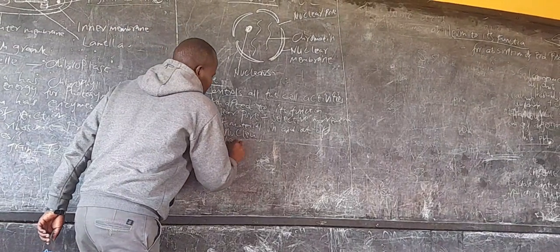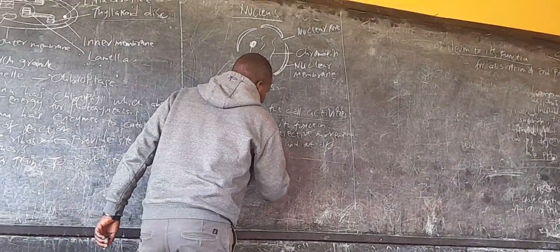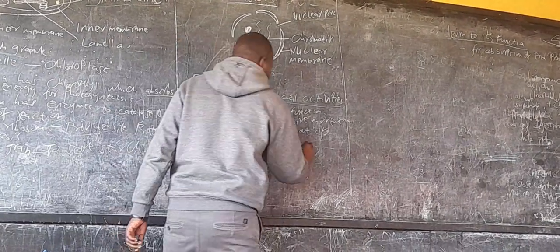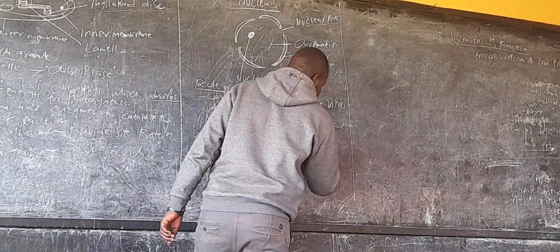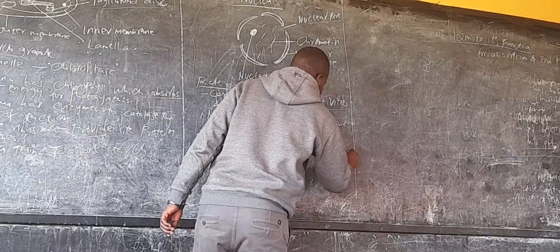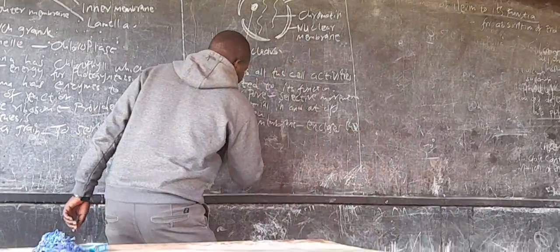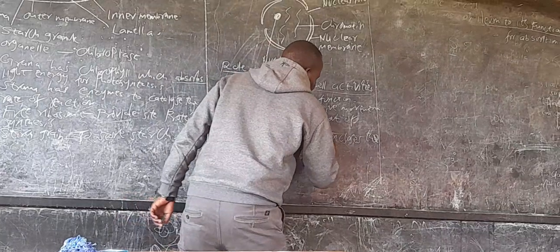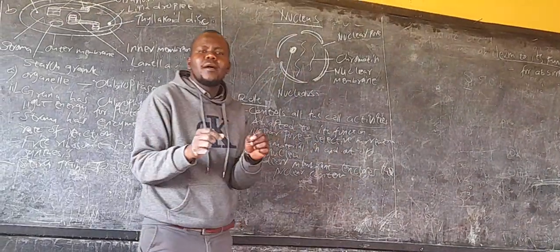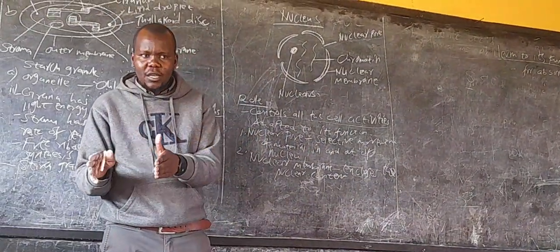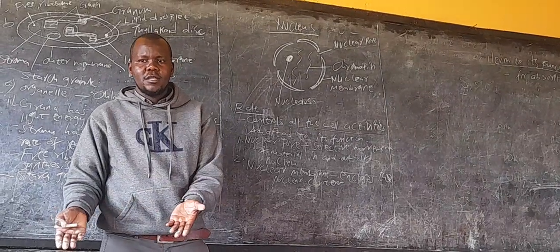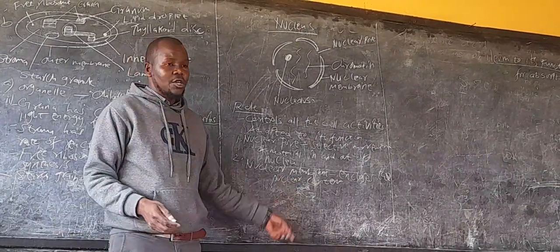What is the role of the nuclear membrane? To enclose the cell content. It encloses the nuclear content, not the cell. Enclose what? Nuclear content. When you speak about enclosing cell content, you would be describing the role of a cell membrane. Is that clear? So this one is the role of the nuclear membrane.